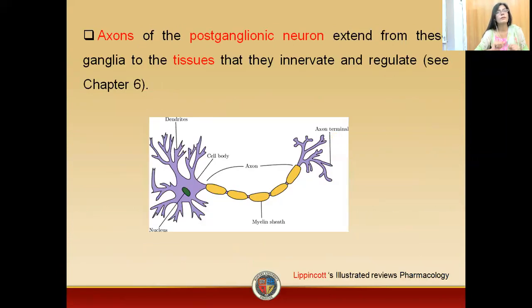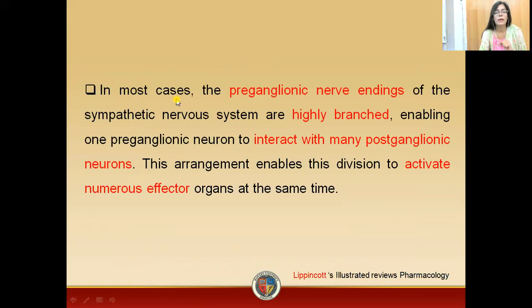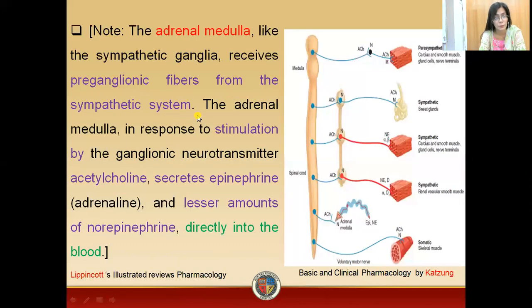Now, we were talking about the sympathetic nervous system. So the axons of the postganglionic neurons extend from the ganglia to the tissue, that is, they are innervating the effector organs. Now, in most cases, the preganglionic nerve endings are highly branched. They interact with many postganglionic neurons. It means we have an amplified effect, an effect of great magnitude. I have already discussed this slide of Lippincott, that the adrenal medulla is releasing epinephrine and norepinephrine directly into the blood.